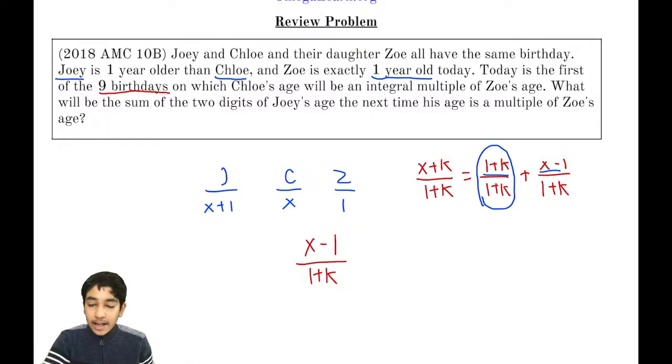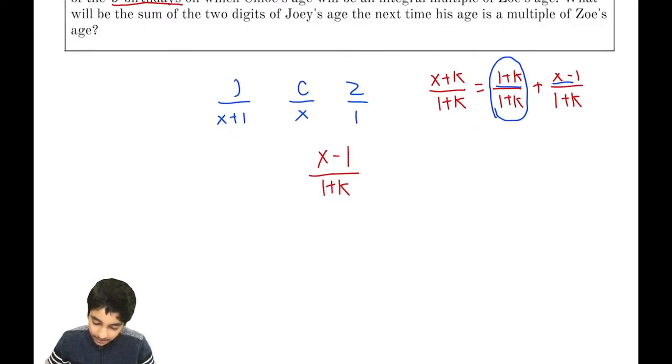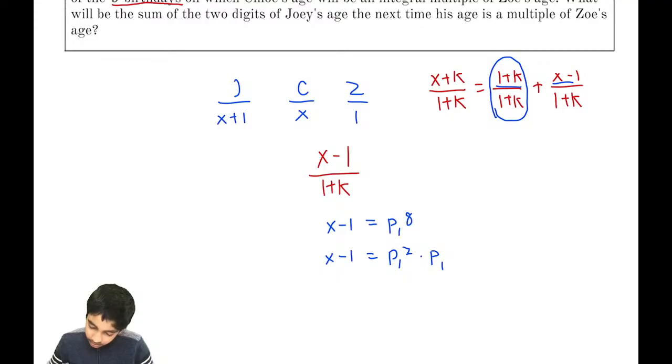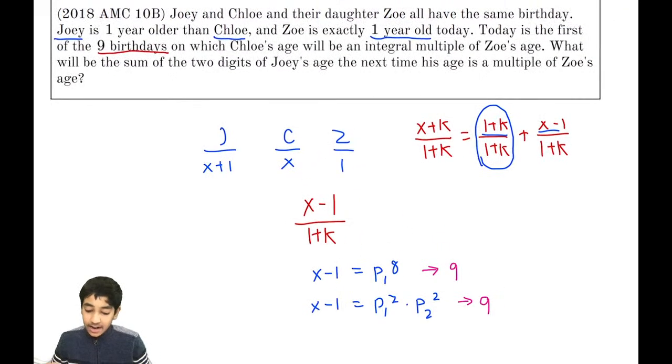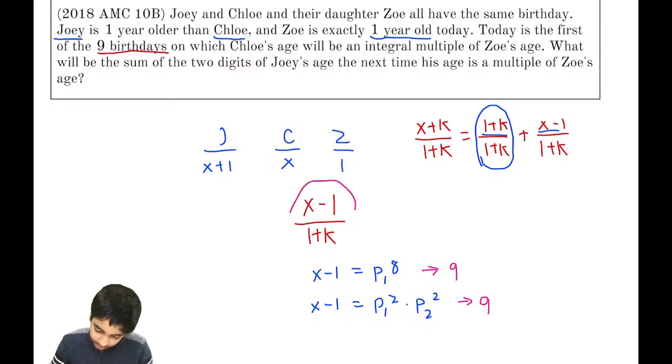The reason being that if x minus 1 has 9 factors, then x minus 1 has to be of the form p1 to the power of 8, or x minus 1 has to be of the form p1 squared times p2 squared. The reason is that by the factor formula learned in the AMC classes, we see that this will have 9 factors, and this will also have 9 factors. And x minus 1 has to have 9 factors because there are 9 birthdays such that this quantity is an integer.